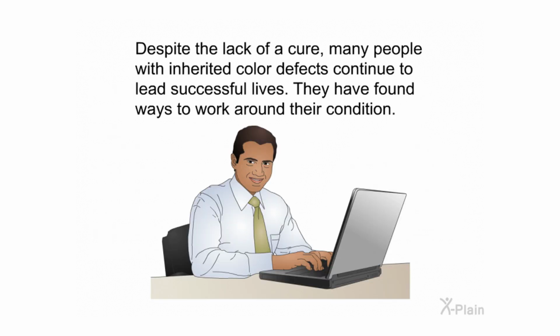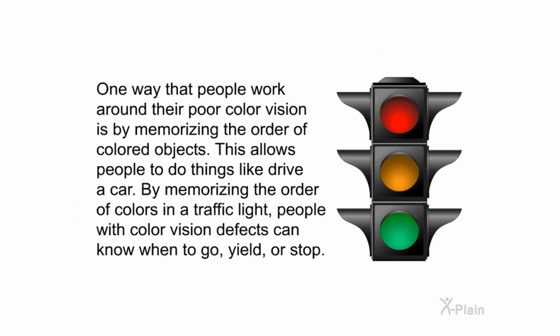Despite the lack of a cure, many people with inherited color defects continue to lead successful lives. They have found ways to work around their condition. One way that people work around their poor color vision is by memorizing the order of colored objects. This allows people to do things like drive a car. By memorizing the order of colors in a traffic light, people with color vision defects can know when to go, yield, or stop.